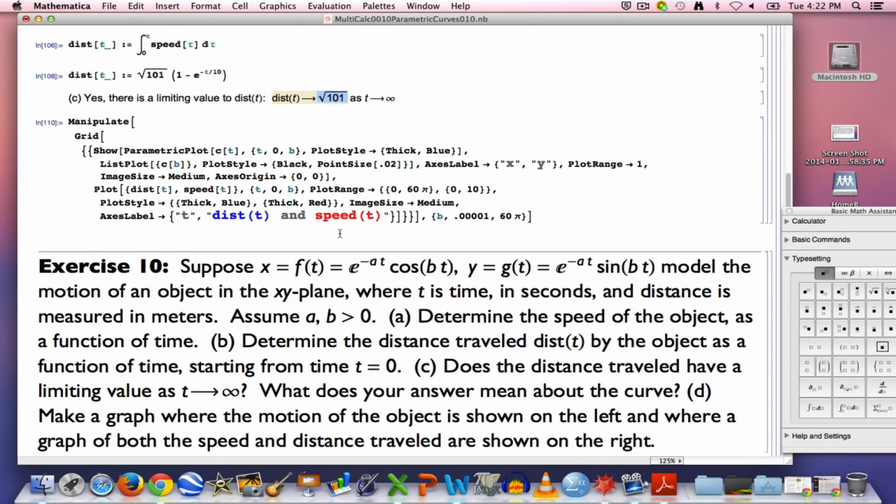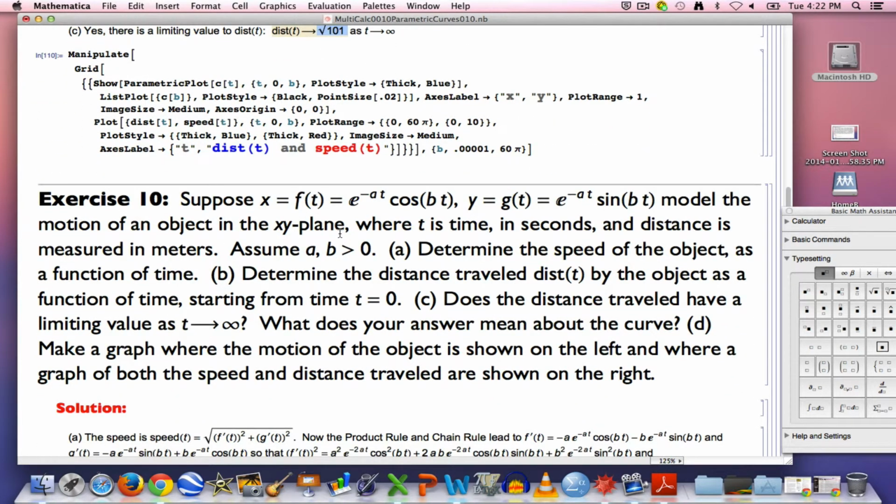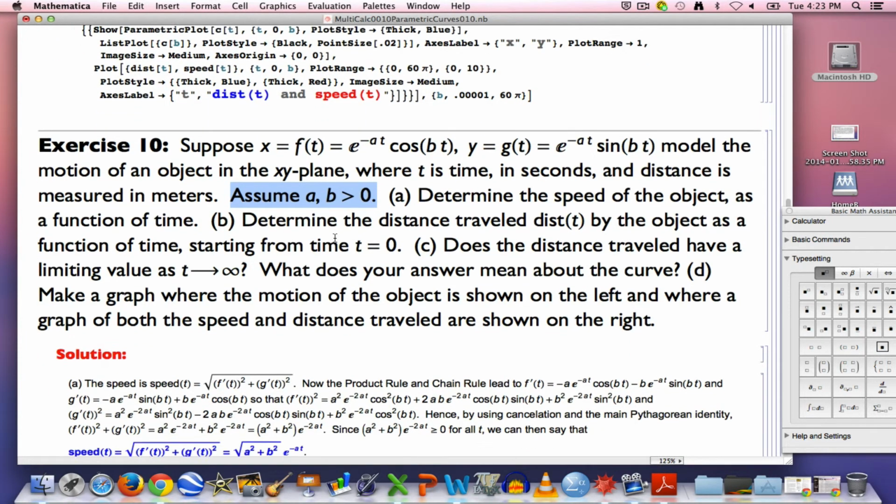Here's your exercise. Your exercise is basically the exact same example, but a bit more general. I've got a couple of letters in here, A and B, that represent constants. You want to assume they are positive constants. And you want to do the exact same thing as in the previous example, treating A and B as positive constants. So here's my solution.